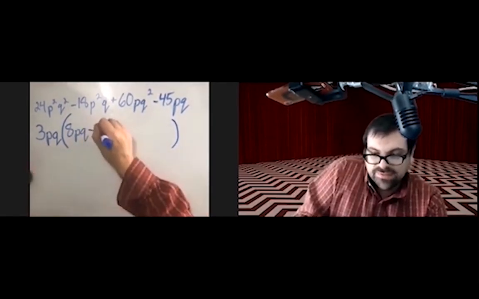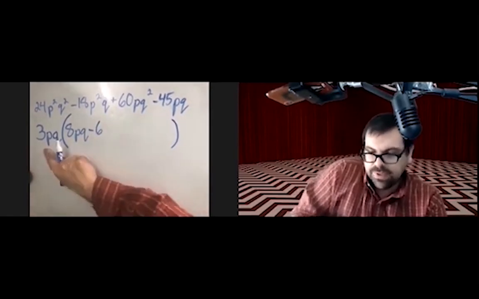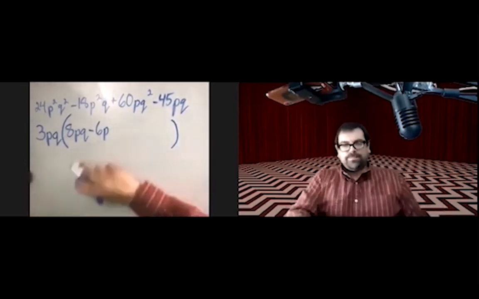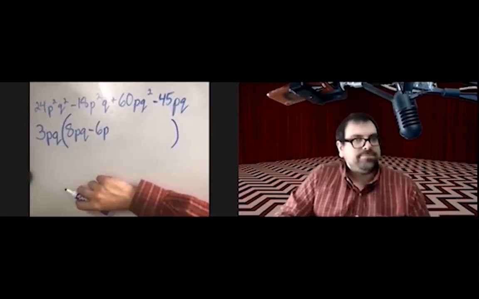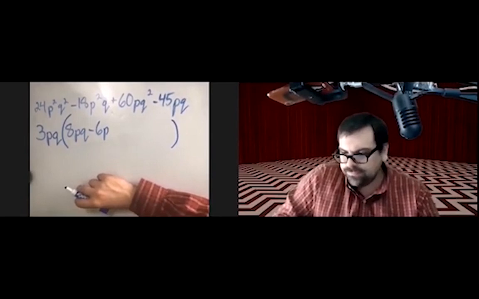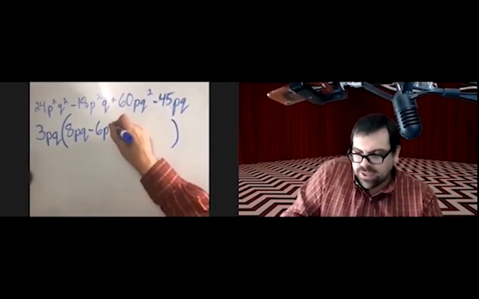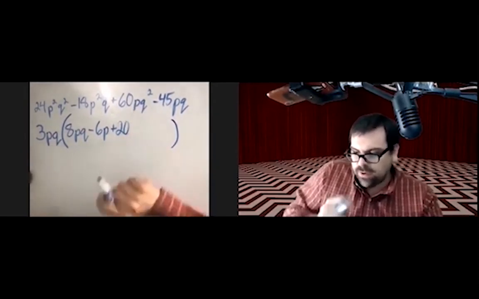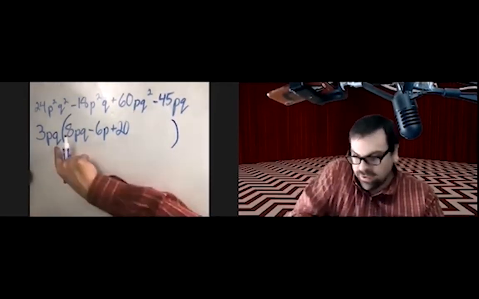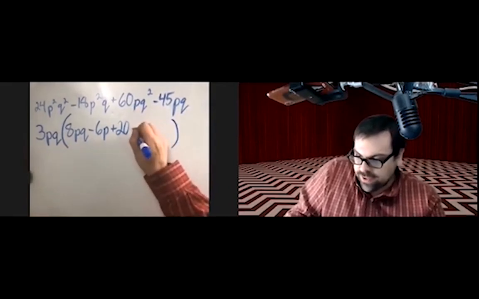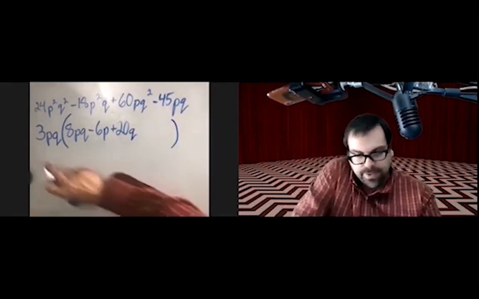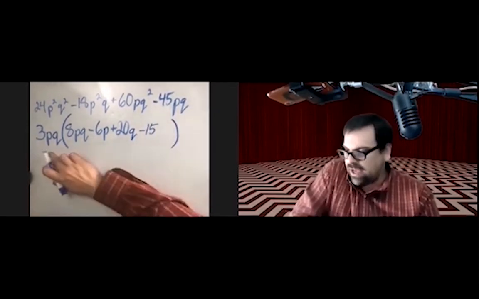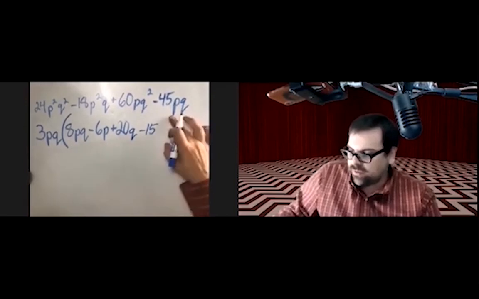3 times negative 6 is negative 18. P times p is p squared. Q times, we already have all the q's we need. 3 times positive 20 is positive 60. P times, we already have all of our p's. Q times q is q squared. 3 times negative 15 is negative 45. We already have our p's. We already have our q's.